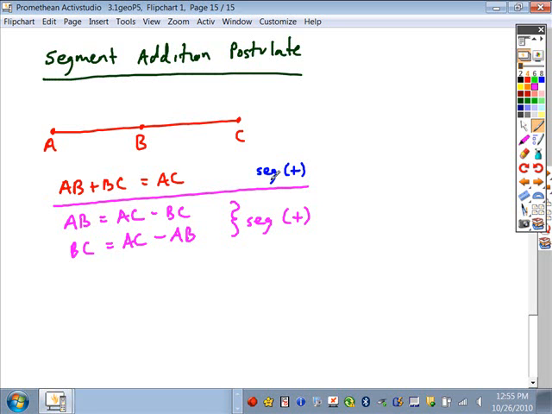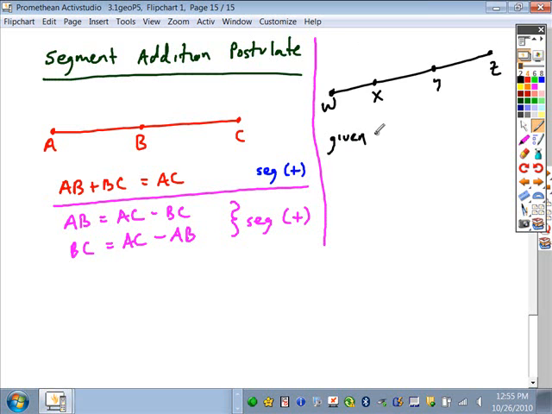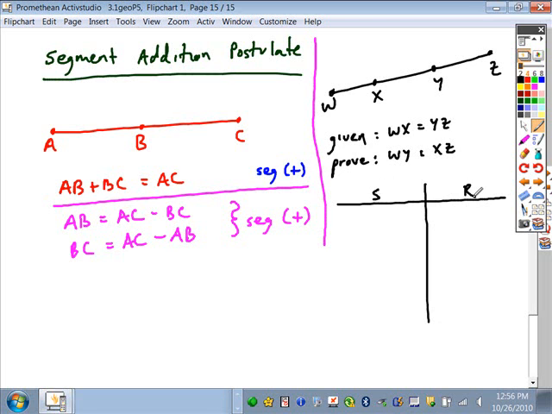So if we were looking to demonstrate segment addition in a proof, and let's say I take the following segment. Right, so if I told you that WX and YZ are equal, and I asked you to prove that WY is equal to XZ. Can we demonstrate this relationship? So again, when I set up my two-column proof, often I'll abbreviate with just S and R. Remember, S stands for statement, R stands for reason. What would be my very first statement?